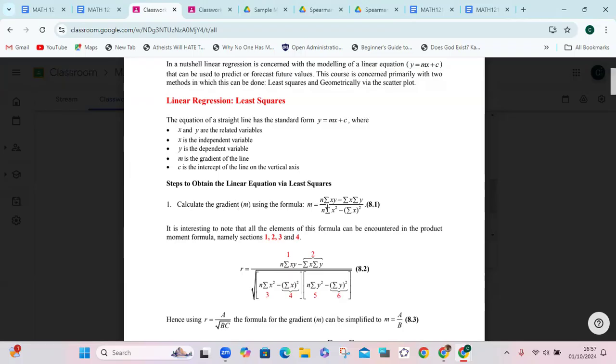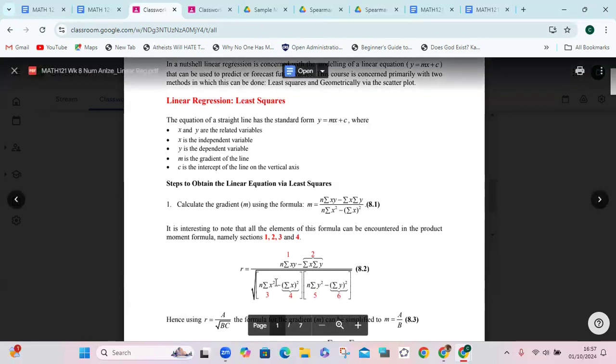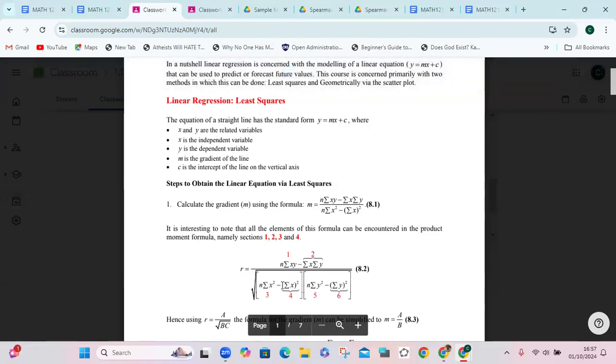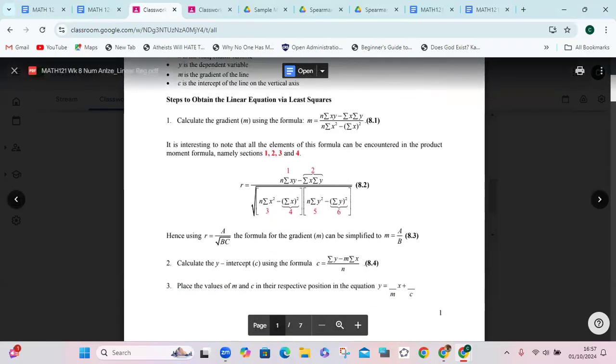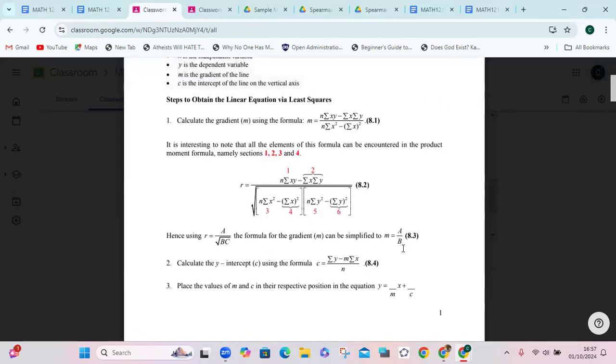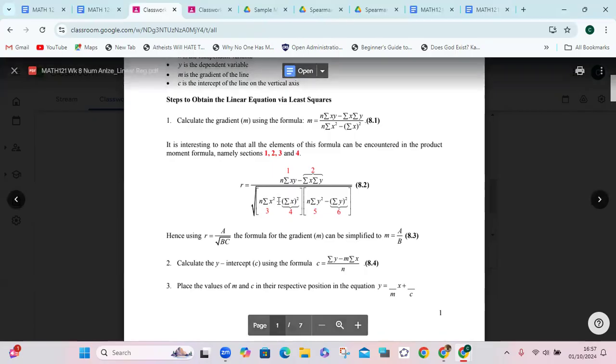As you can see, the numerator of this formula is exactly the same as the product moment, and this is actually a. And the denominator now is the second part, where you have 3 subtract 4, the third number subtract the fourth number, and we call this b. So therefore now, the formula for the gradient has simply been simplified to a over b. We have already calculated a, we have already calculated b.